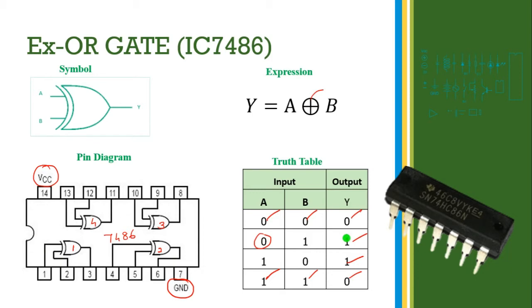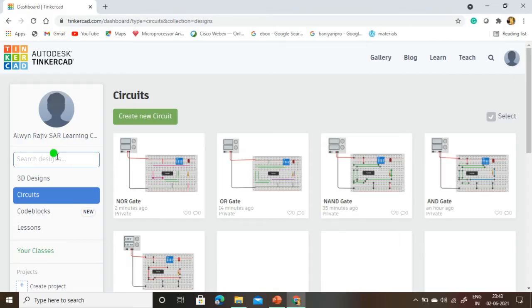Now I am going to check the IC by using the online simulator Tinkercad. Now I have moved into the Tinkercad online simulator. This is the dashboard of Autodesk Tinkercad. First we select the circuit. Here already designed circuits are available. Now we are going to create a new circuit.